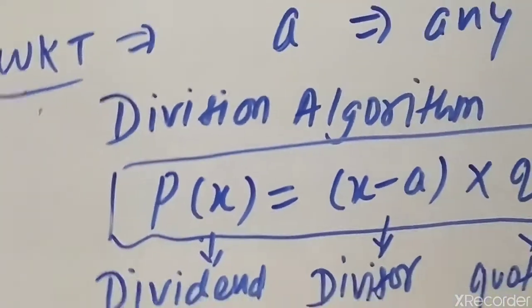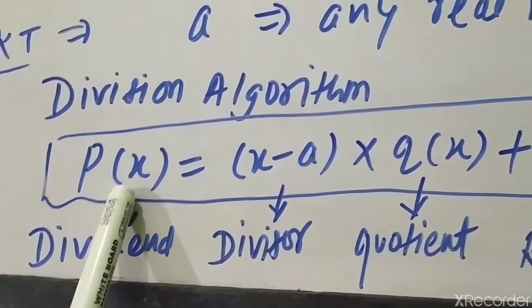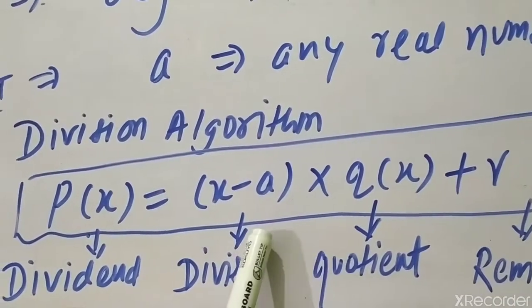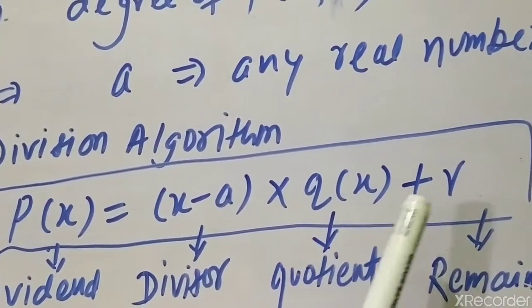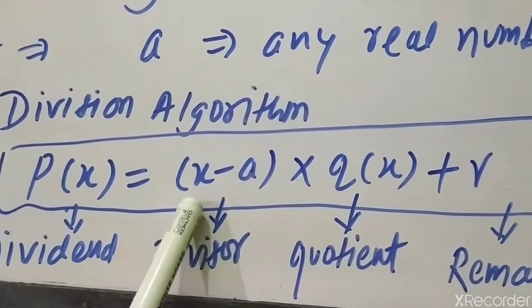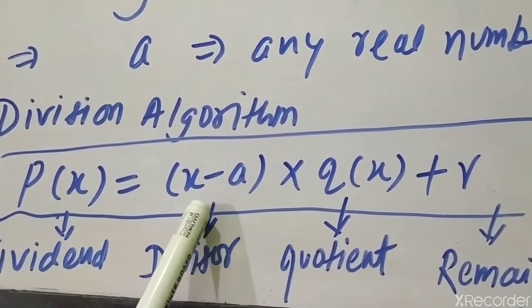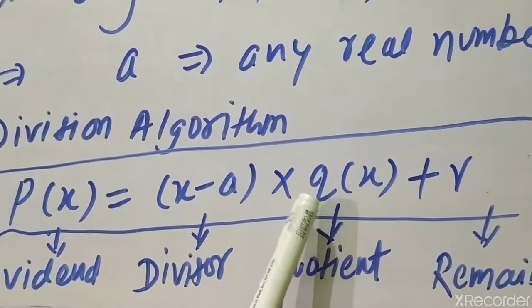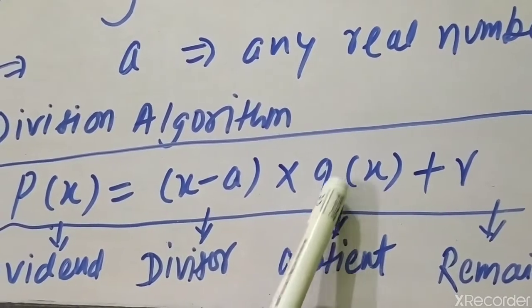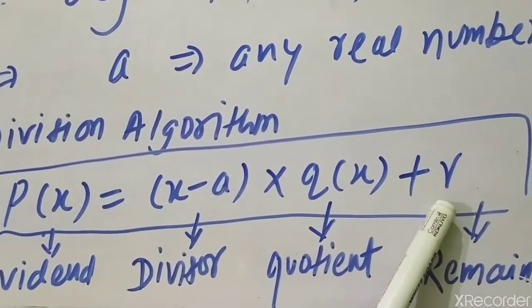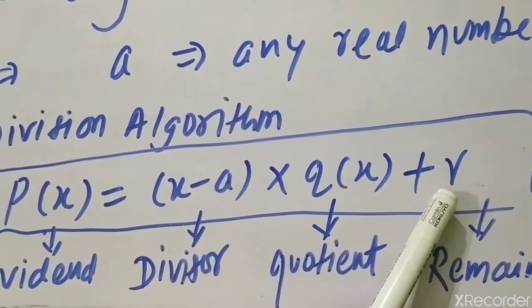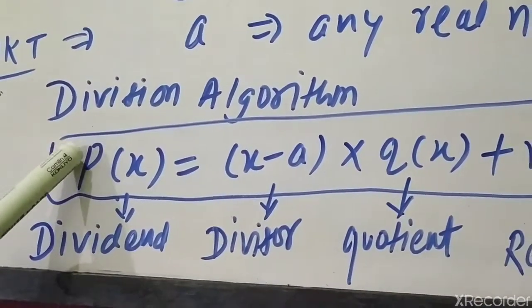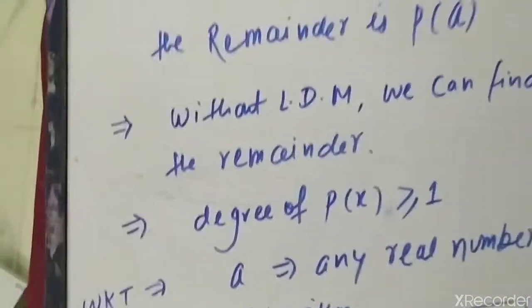Suppose we have the division algorithm: p of x equals x minus a into q of x plus the remainder. So what is the degree of x minus a? 1. So you already know the remainder degree should be less than that. What is the degree of q of x? We don't know the degree of q of x, but we know the degree of the remainder should be 0, which means constant, and the degree of p of x should be greater than or equal to 1. So let's see what the remainder theorem actually is.